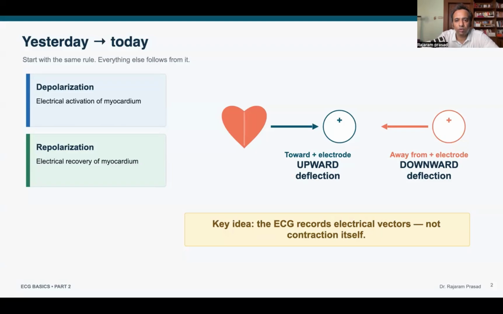If the current flows towards the electrode, there is a positive deflection. If it flows away from the electrode, there is a downward or negative deflection. The ECG records the electrical vectors and not the contraction itself. You are recording only the electrical activity of the heart.